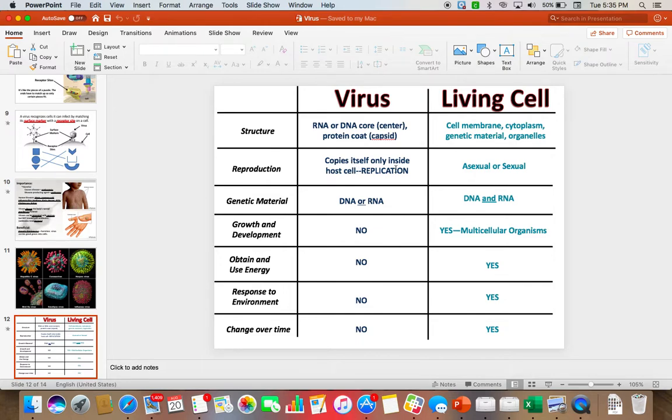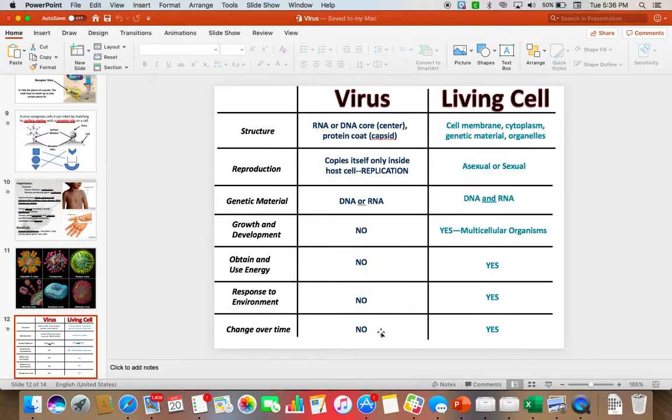Viruses are going to replicate, but only with the host cell. They cannot replicate by themselves out in the living world. They have to have a host cell. But living cells, of course, they can. They can replicate all by themselves because they have all the machinery. Viruses are going to have DNA or RNA, either or. Living cells are going to have both. And then look here, all the other characteristics of life. Viruses, no growth, no development, no metabolism, no response, no evolution. Okay, where living cells, yes.